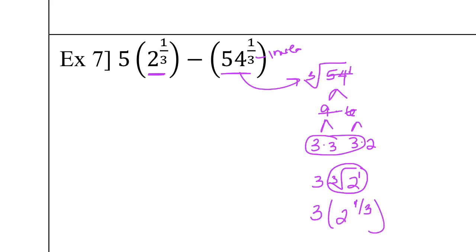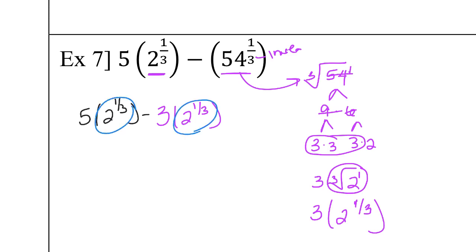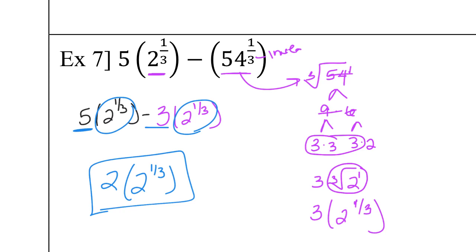So what this original question is actually asking is 5 times 2 to the 1/3 minus, we simplified the second term into 3 times 2 to the 1/3. So now we have a pair of like terms. So 5 minus 3 makes 2, 2 to the 1/3. Simplify your fractional exponents, make them into radicals, and simplify.